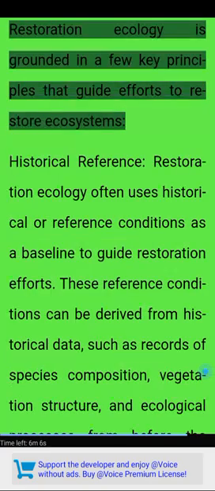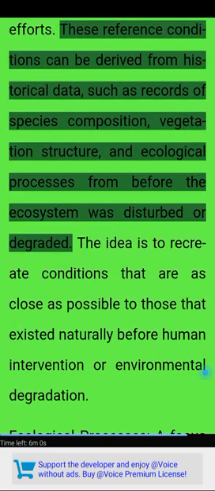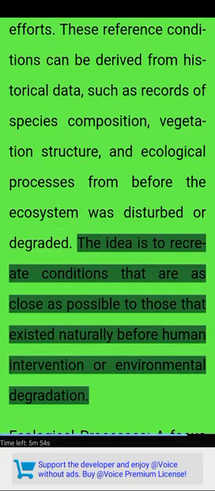Foundational principles of restoration ecology. Restoration ecology is grounded in a few key principles that guide efforts to restore ecosystems. Historical reference. Restoration ecology often uses historical or reference conditions as a baseline to guide restoration efforts. These reference conditions can be derived from historical data, such as records of species composition, vegetation structure, and ecological processes from before the ecosystem was disturbed or degraded. The idea is to recreate conditions that are as close as possible to those that existed naturally before human intervention or environmental degradation.